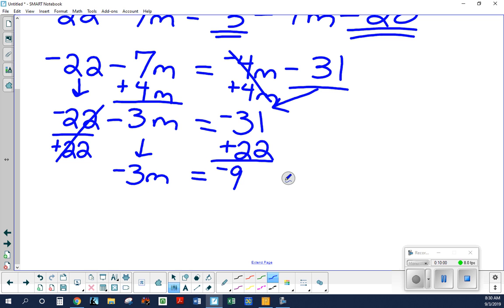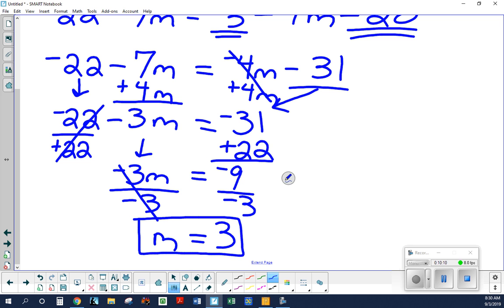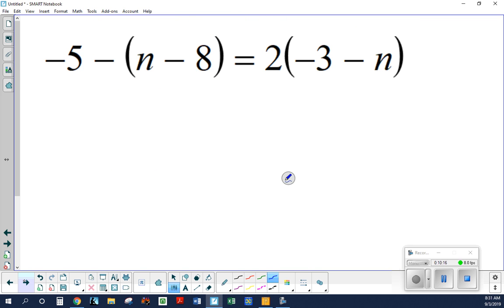And then we're going to divide by -3 as our last step to get m by itself. -9 divided by -3 is +3, and I'm done. Okay, let's do this with one more example just to make sure we understand it.